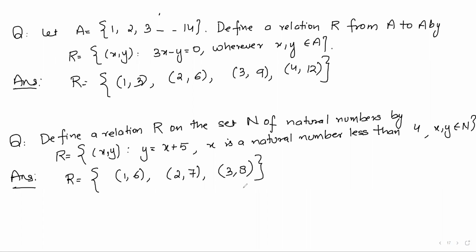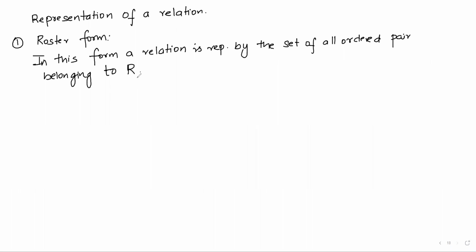In roster form, we write all the ordered pairs. Safan, is this clear? Yes, sir. So there is no need to explain further. We already know what a roster form is. You just need to write all the ordered pairs in this. Next, second is arrow diagram.